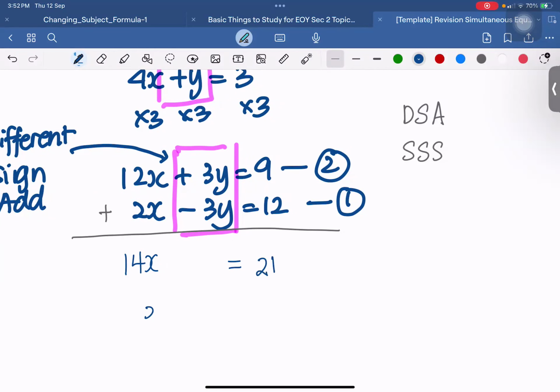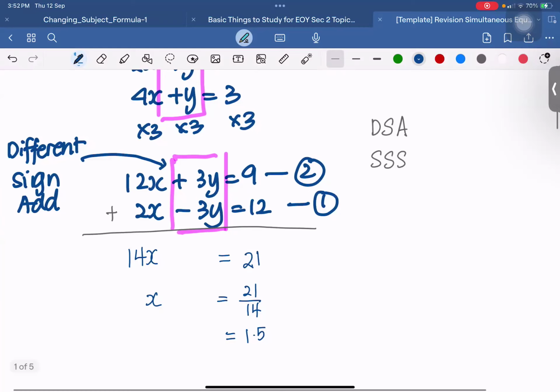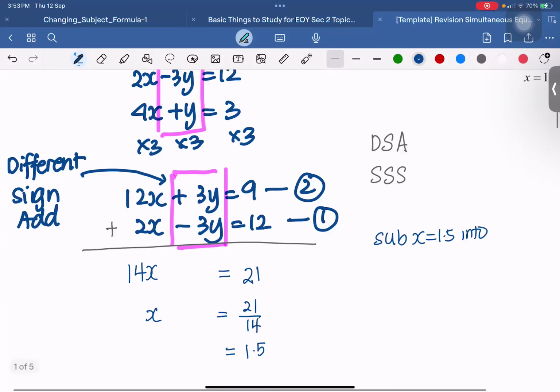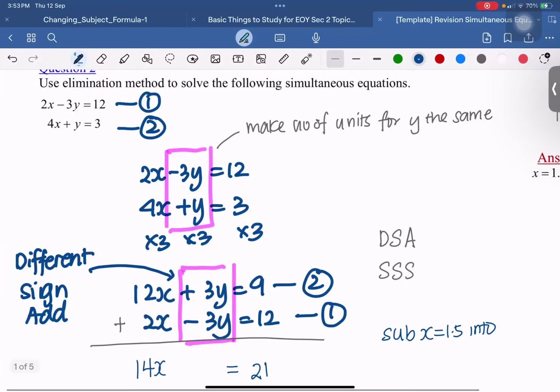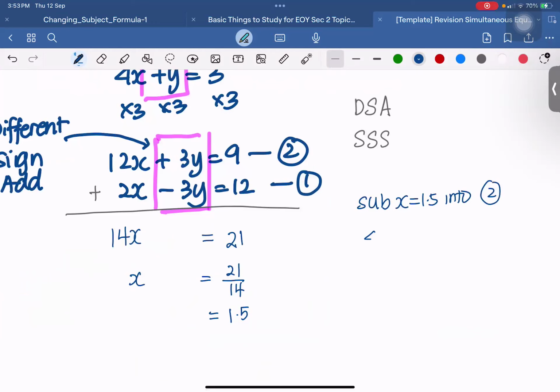Okay, then I want x, so I divide by 14. 21 divided by 14 gives you the number 1.5. After I got my answer 1.5, I substitute x equals 1.5 into either one of the equations, equation number 1 or equation number 2. I see that equation 2 has y on its own, so I should substitute into equation 2.